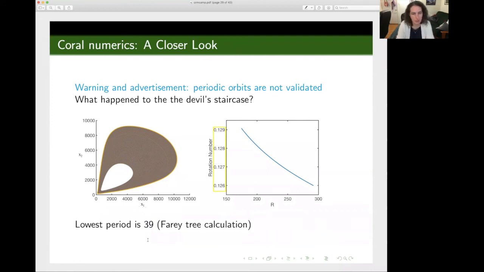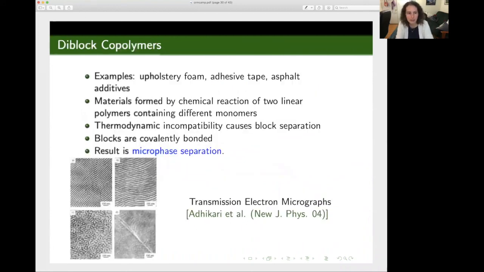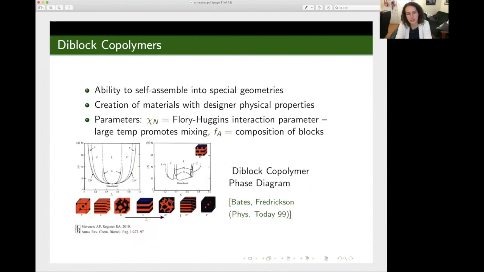So I am now going to end the non-validated part of the talk and move on to looking at diblock copolymers. Diblock copolymers are what make up upholstery foam, adhesive tape, and asphalt additives. And here are some pictures of electron micrographs of the types of microphase separation that you get in these materials. These are some schematics of the types of behavior you get.